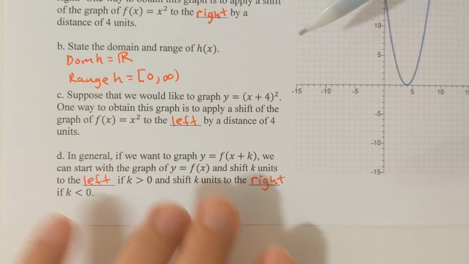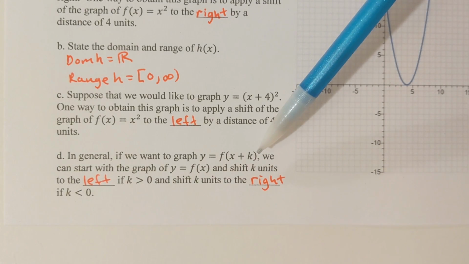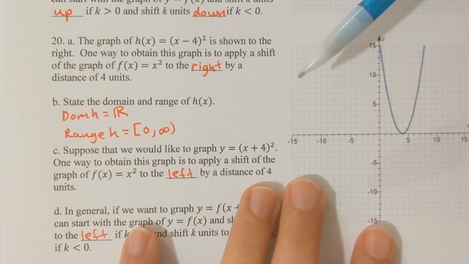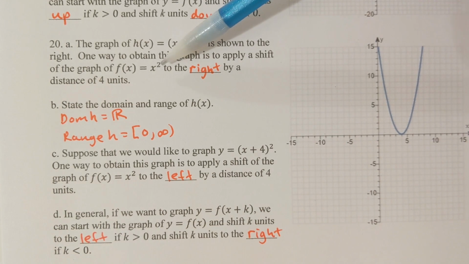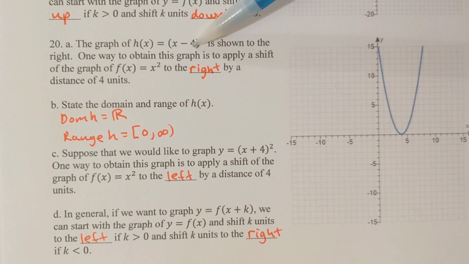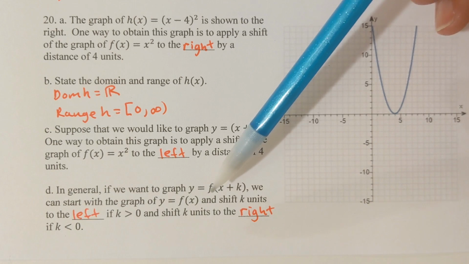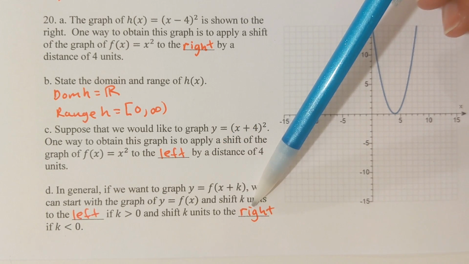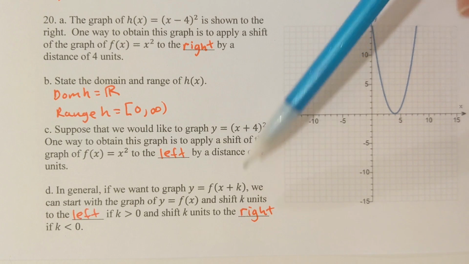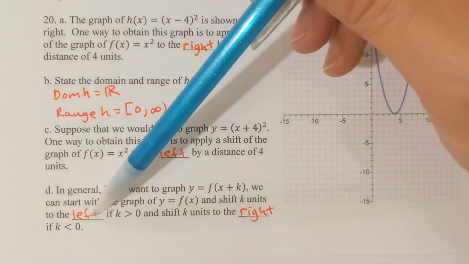Okay, part D. In general, if we want to graph y equals f of x plus k, essentially what I'm doing here is starting with y equals x squared, but replacing x with x plus k. Now in this problem, k is negative, and whenever k is negative, you're going to shift to the right that many units. If k is a positive number, like here, k is 4, you're going to go to the left that many units.